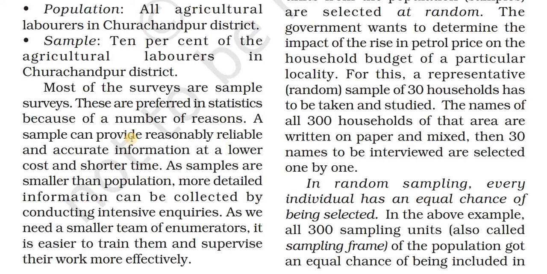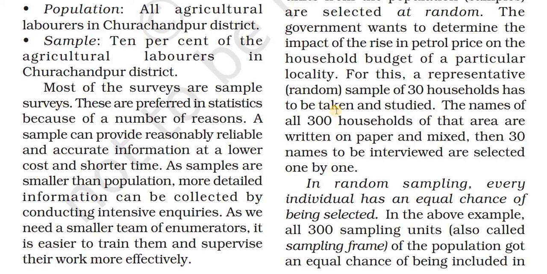As samples, we know samples are smaller than the population. Normally samples will be smaller than the population. Then another step is there. We studied yesterday about the lottery method. That is another method, like random sampling. What is random sampling? In random sampling, every individual has an equal chance of being selected.